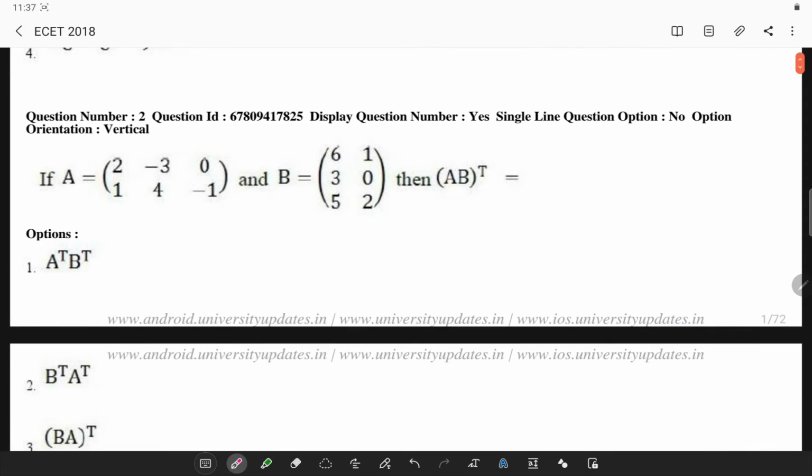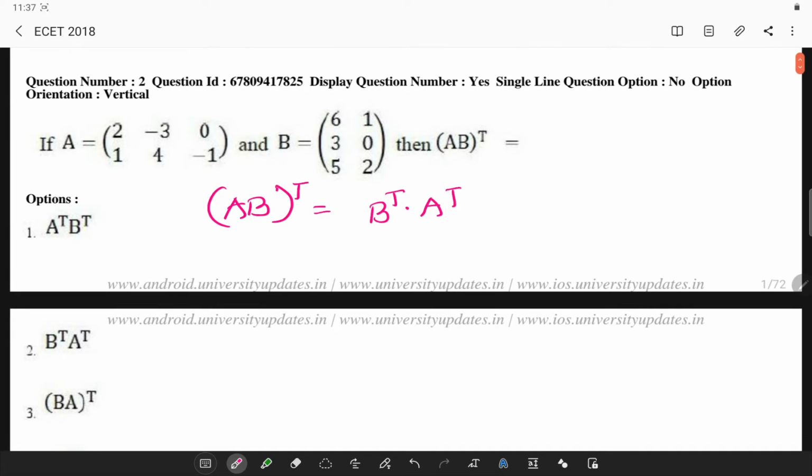So next, this is from the formulas of matrices. So we have to remember AB whole transpose is B transpose into A transpose. So there is no need to solve any problem as such. So the answer in this case is the second option.